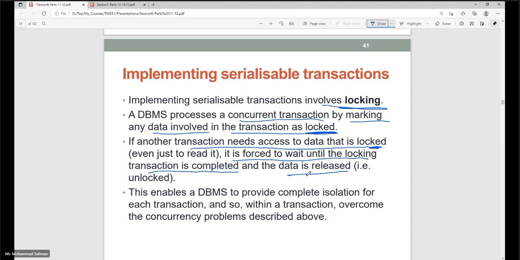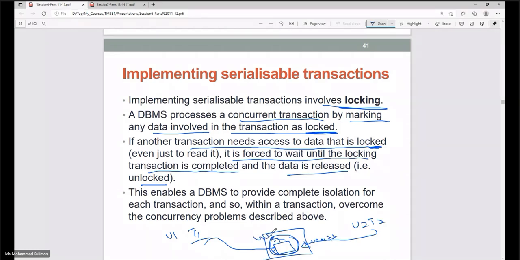So for example, there is one transaction by user 1 and another transaction by user 2. They want to make changes, say, to student 1. When the first transaction comes in, it locks the data of student 1, or it locks the database. When user 2 wants to make changes, he has to wait until user 1 completes and unlocks this data. Then user 2 can do any other transaction.